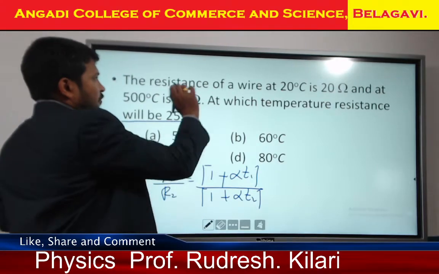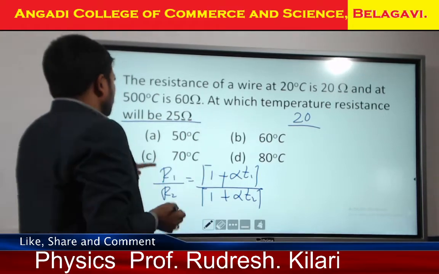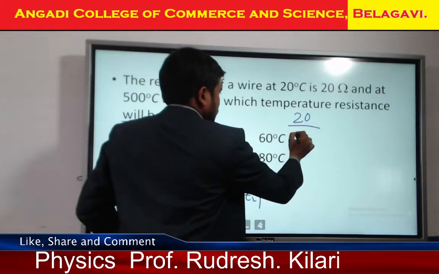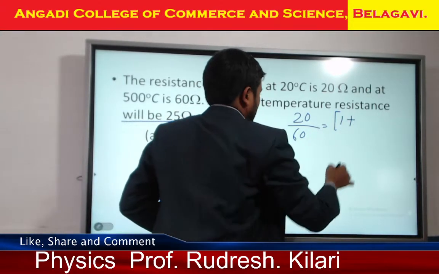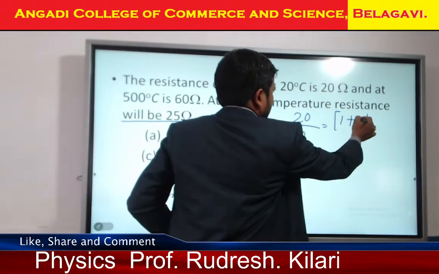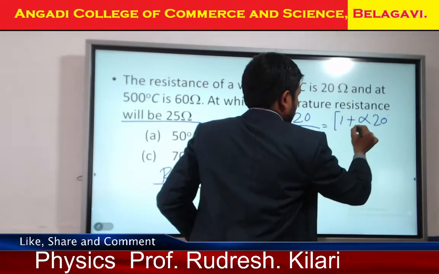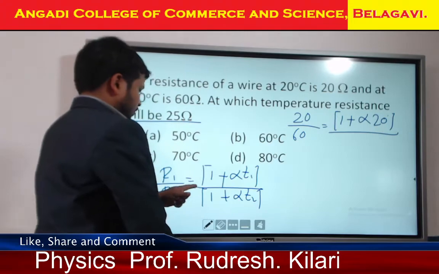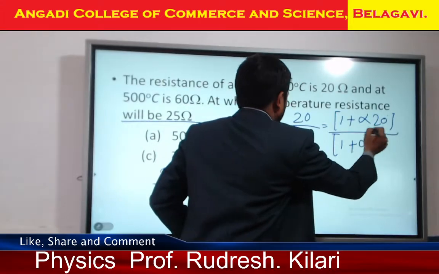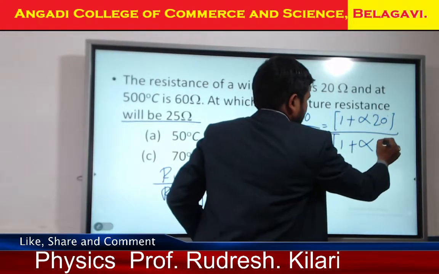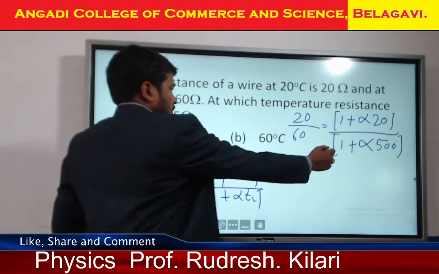Now, what is the value of R1? That is 20 ohm. And R2 is 60 ohm, equals 1 plus alpha, we don't know, we need to calculate alpha, times T1, which is 20 degrees Celsius. I'll close the bracket. Then 1 plus alpha, we don't know, times the temperature here, 500 degrees Celsius. Just cross multiply.